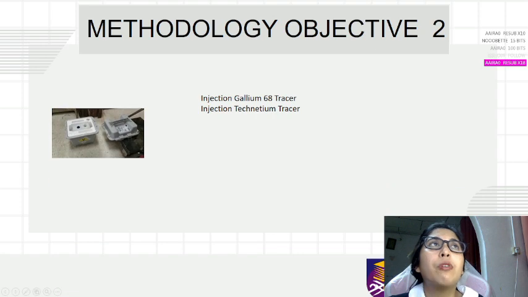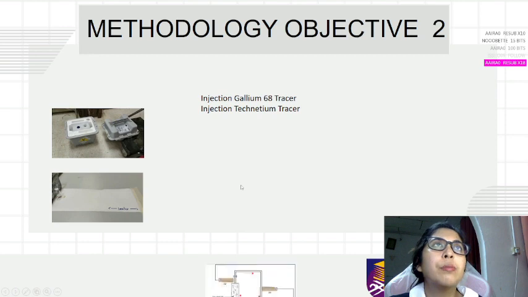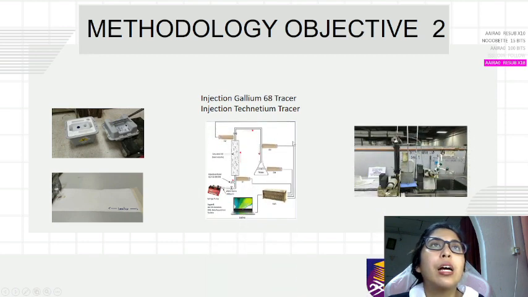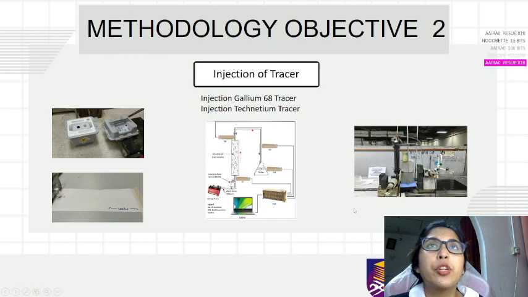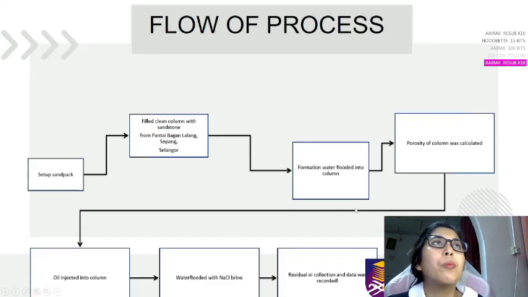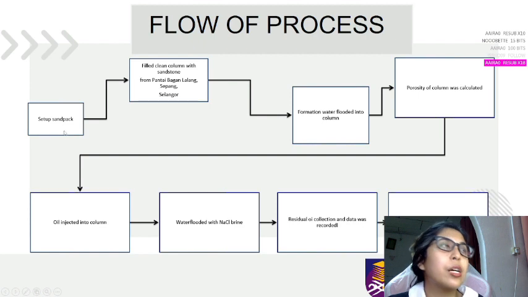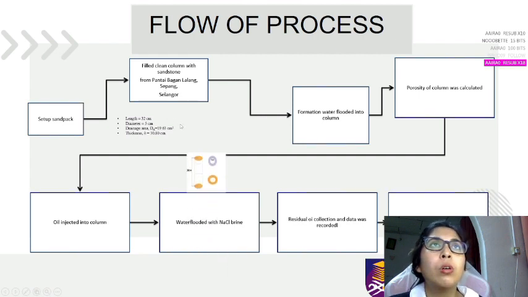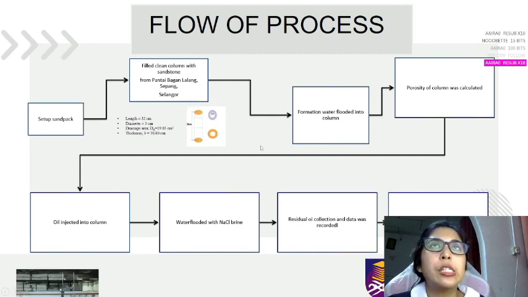So for the methodology of objective 2, this is injection of gallium-68 tracer, the tracer that we are injecting, and also the physical simulation of the injection of tracer. This is the flow of the process. First we set up the sandpack, and then fill the clean column with sandstone from Batu Belah, Sepang, Selangor. This is the dimension: length 32 cm, diameter, drainage area and thickness.